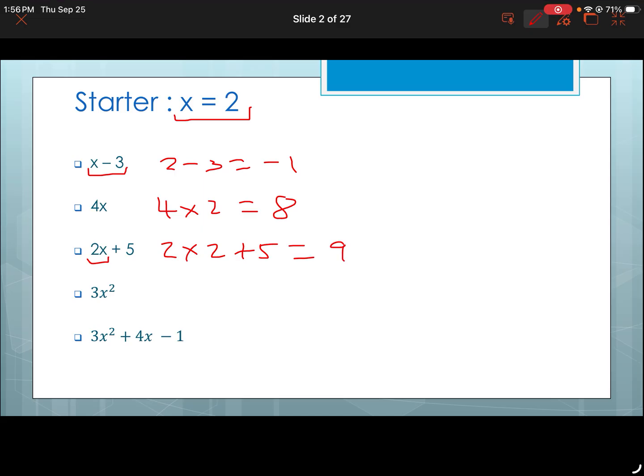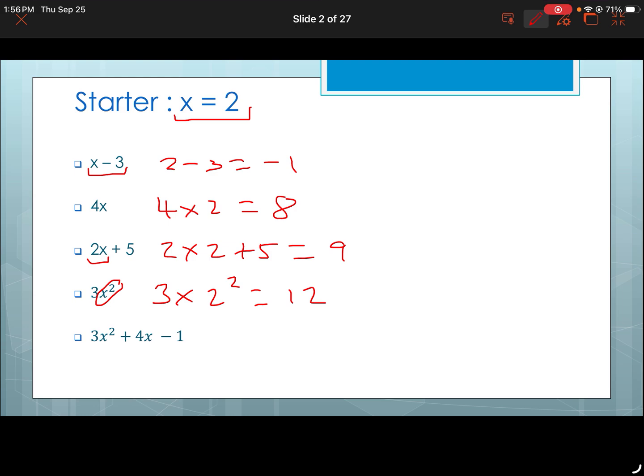Be very careful here when it's 3x squared, because a lot of people think, oh, okay, it's being multiplied by 3 and then squared, but it's not. You have to do the exponent first, because BEDMAS, right, BE, exponent first, and then multiply it by 3. So this is actually going to be 3 times 2 squared. So do the 2 squared first, which is 4, then times by 3, which is 12.